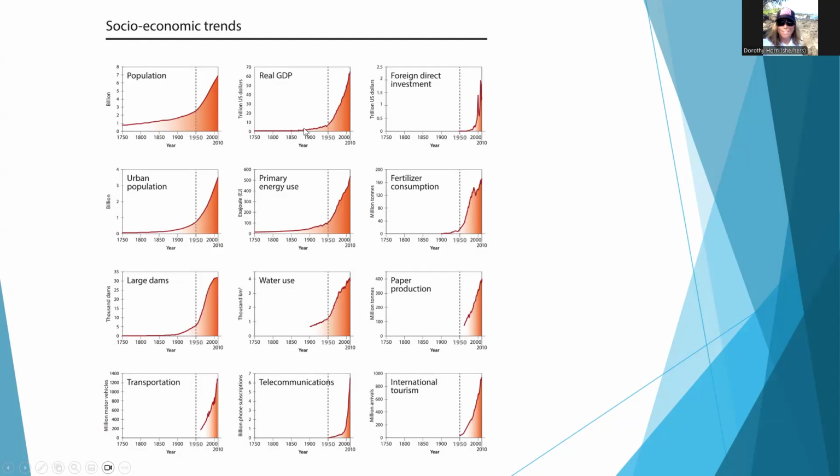GDP is an economic term. Foreign investment. We use a lot more fertilizer. Population is growing. We dam up rivers. We use more water. You see all these things growing exponentially, meaning that they just keep going up.